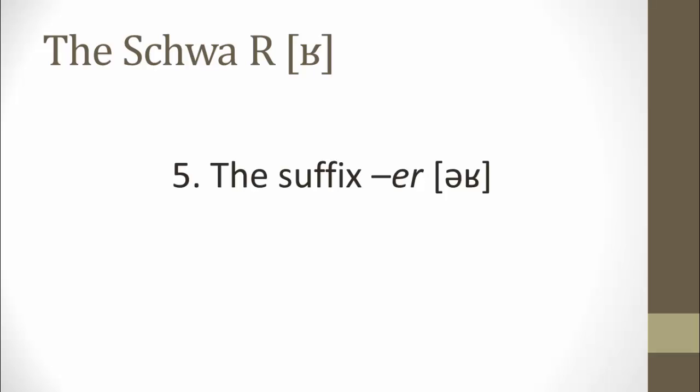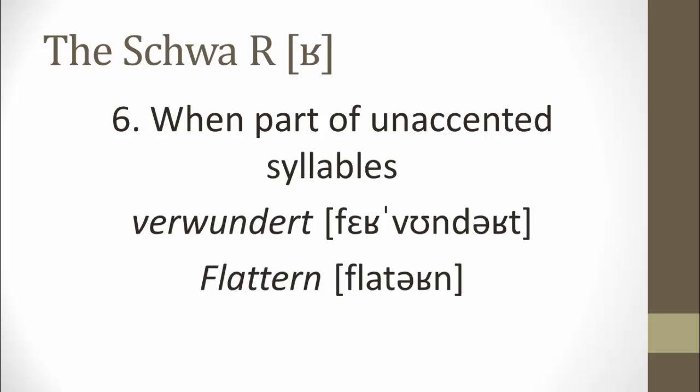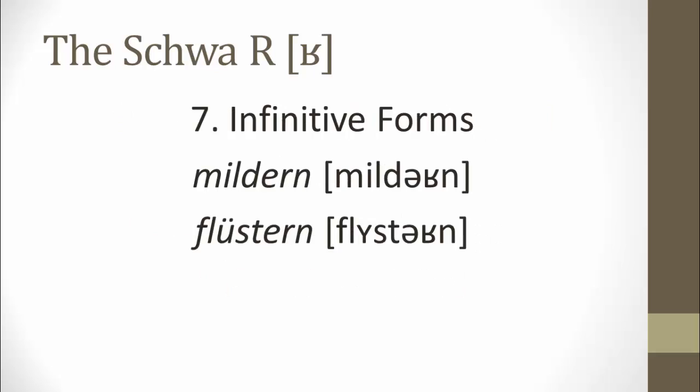And in the suffix er, here we have some more examples: Vater, Töchter, Kinder. And when the R is part of an unaccented syllable, as in verwundert, flattern. And in infinitive forms: mildern, flüstern.